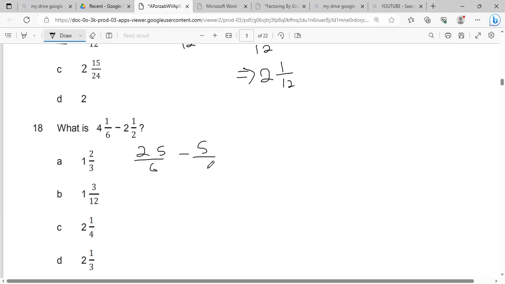Our LCM of 6 and 2 would actually be 6. 6 into 6, 1. Multiply by that, gives us 25. 6 into 2 goes 3 times. 5 times 3, 15. 25 minus 15 is what, guys? 10 over 6, right? 6 into that goes 1 time and 4 over 6, which you can break down to 2 over 3. So it's 1 and 2 over 3.